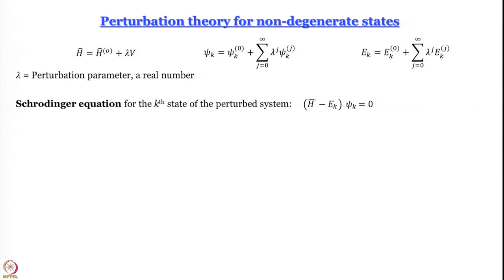Now we are going to write the Schrodinger equation for the kth state of the perturbed system, and we can write it in this form. Well, H psi equals E psi, of course. So I can bring everything to the left hand side, have 0 on the right hand side, and then on the left hand side I get the operator H hat minus Ek operating on psi k.